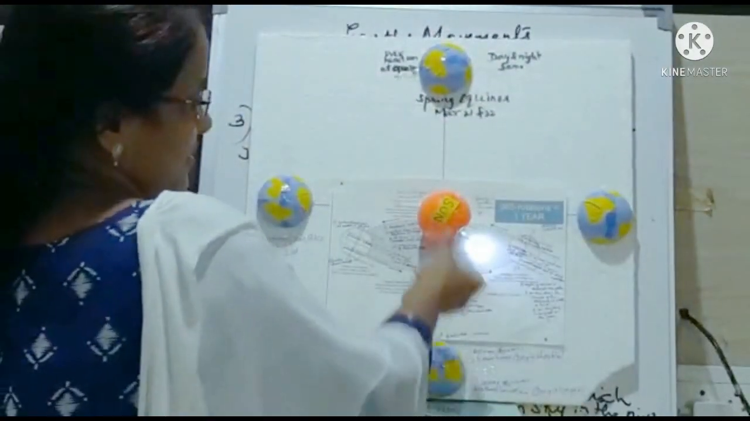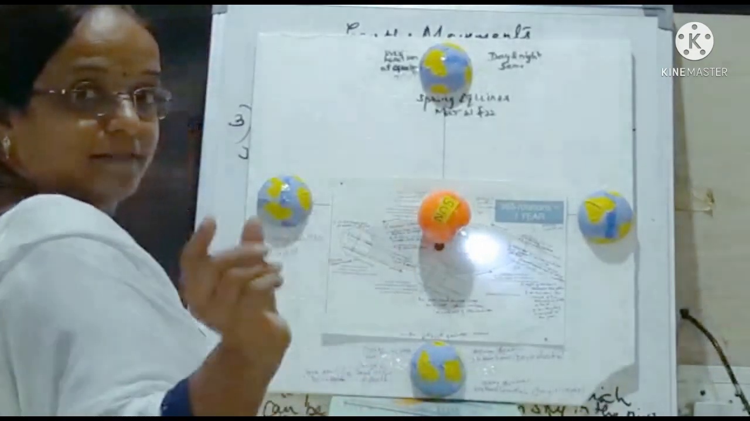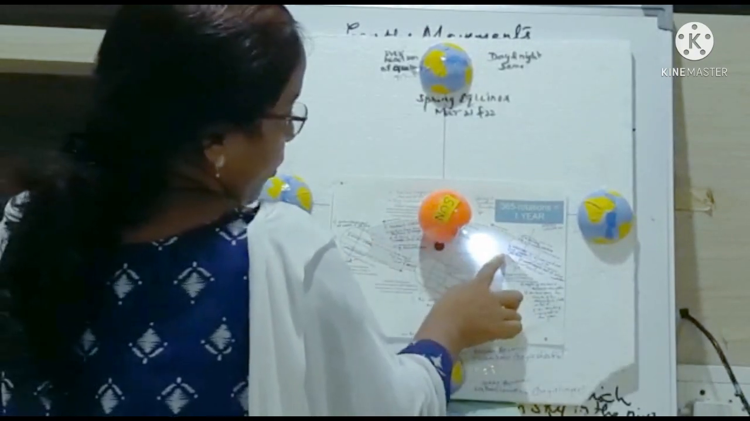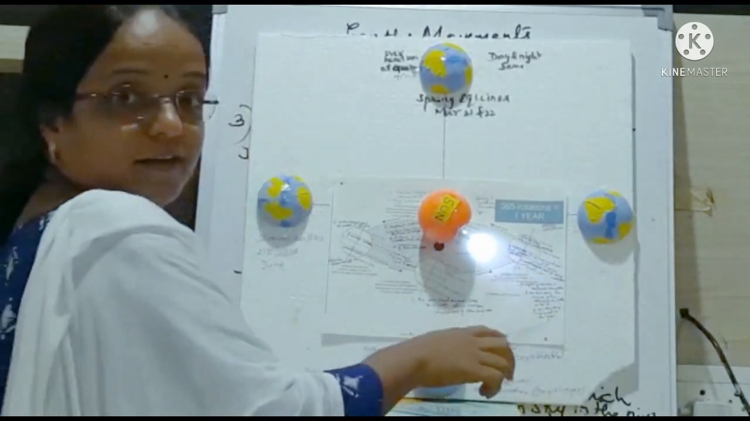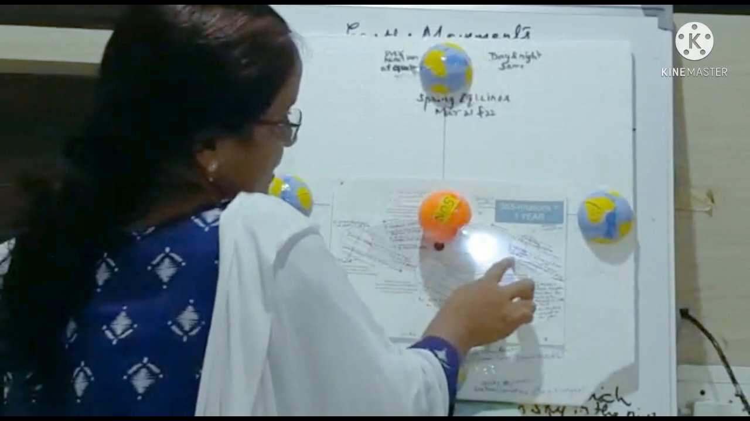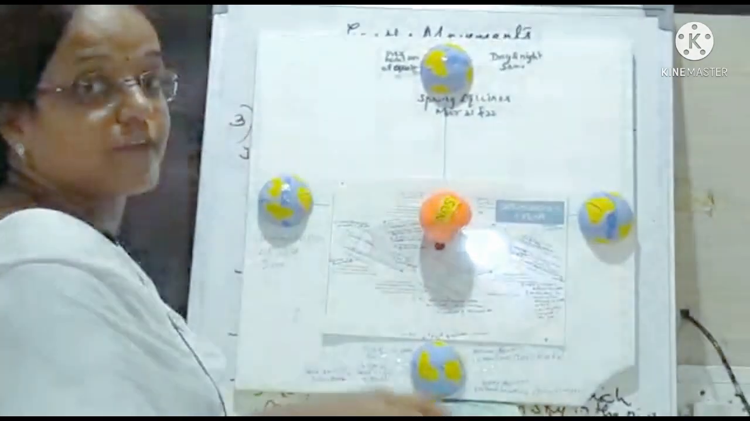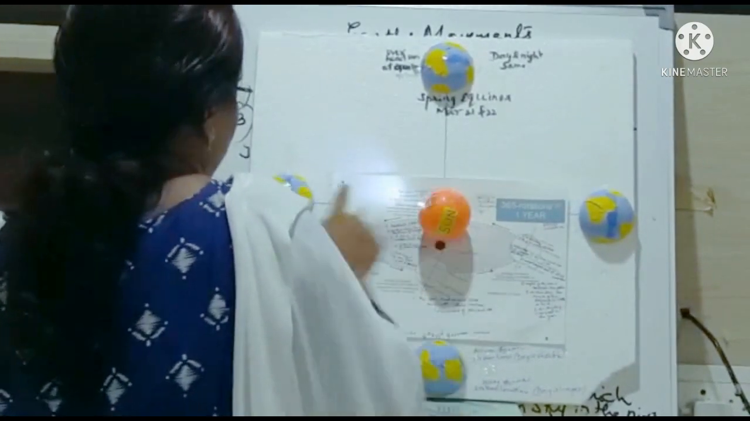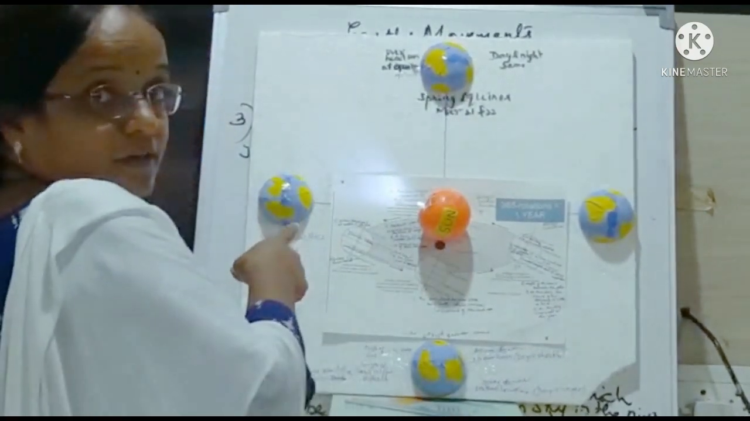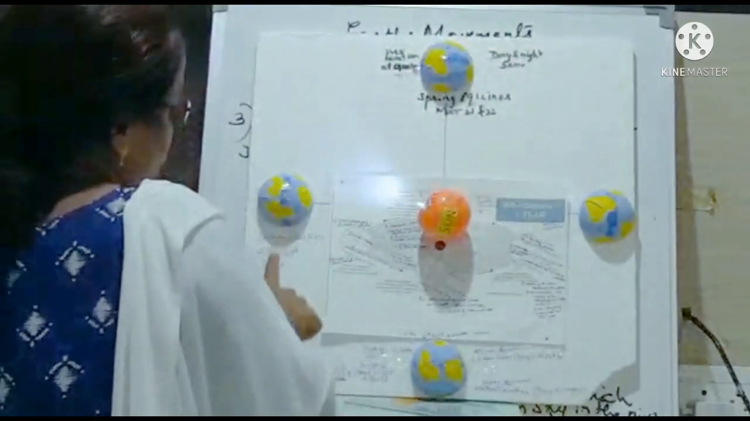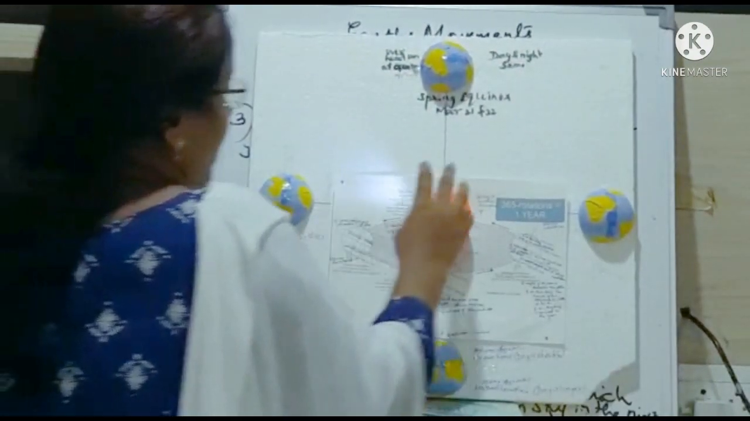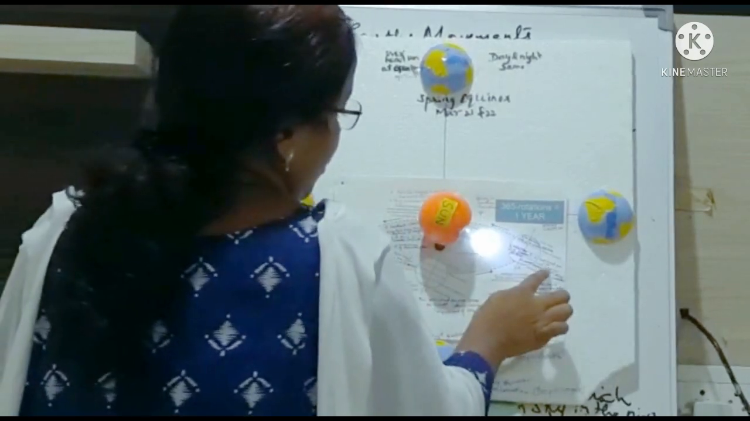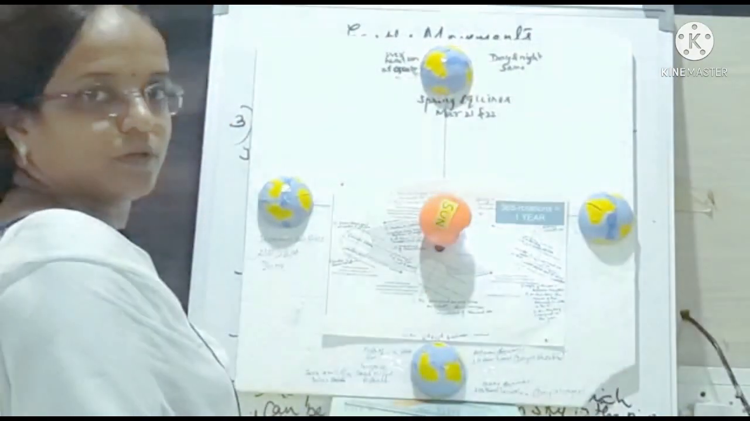Children, please look at this. I made a little activity. Imagine this as the sun, and here on December 22nd the overhead sun is falling on the Tropic of Capricorn. Earlier, it was falling on the Tropic of Cancer in the northern hemisphere on June 21st and 22nd, and now it is falling on the Tropic of Capricorn in the southern hemisphere.